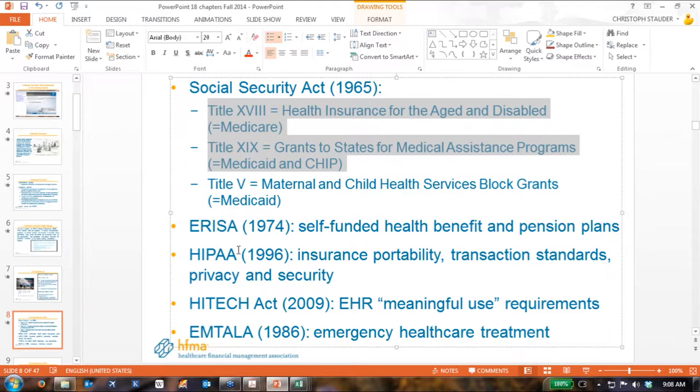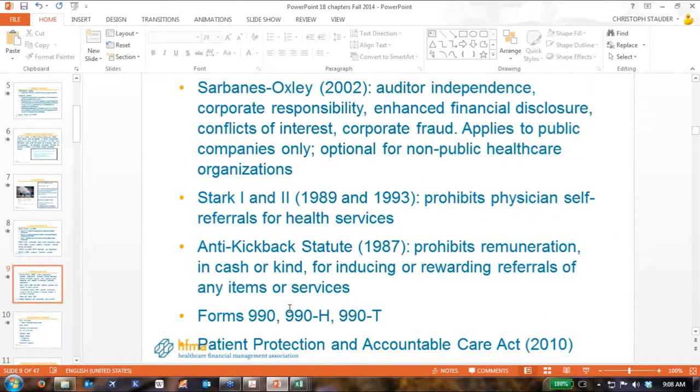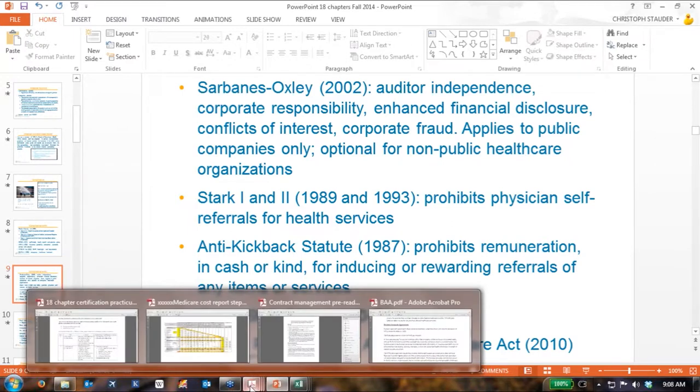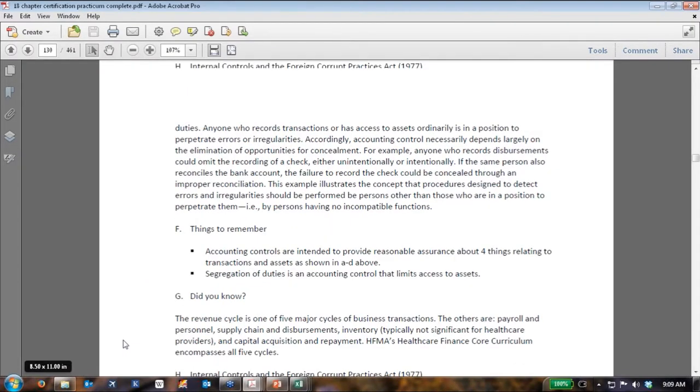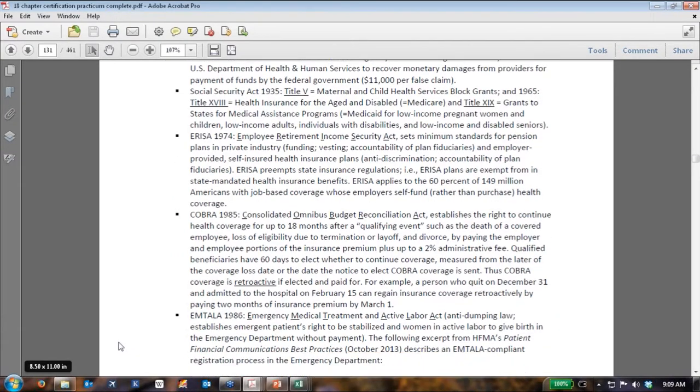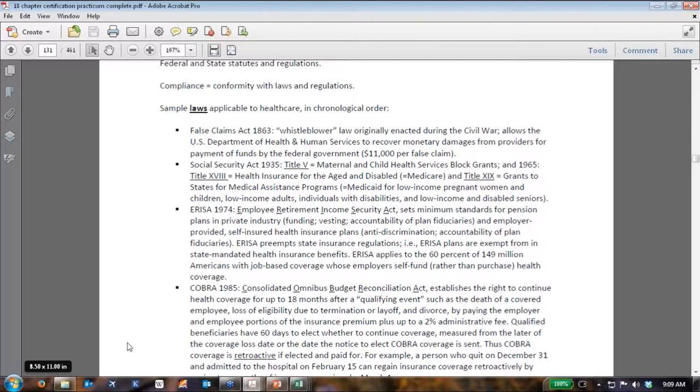Okay, then there's ERISA, HIPAA, HITECH, EMTALA, just a whole list, and the list continues: Sarbanes-Oxley, Stark, anti-kickback. Then there is tax reporting, Form 990, which we'll talk about a little bit. There's the Medicare cost report. And then there are the newest set of compliance regulations that are included in the Accountable Care Act. So let's take each of these in more detail, and I'm going to take us to the pre-read section. Here you can see what it is in more detail.